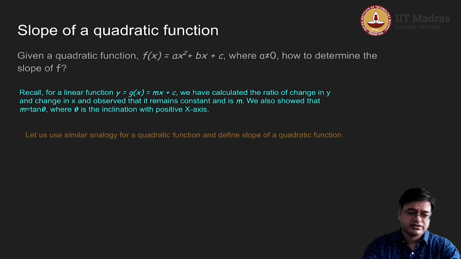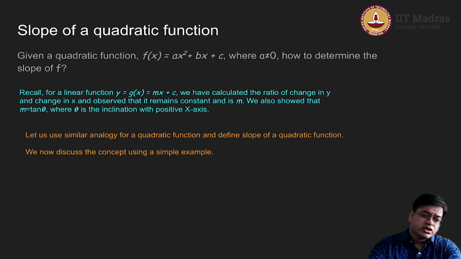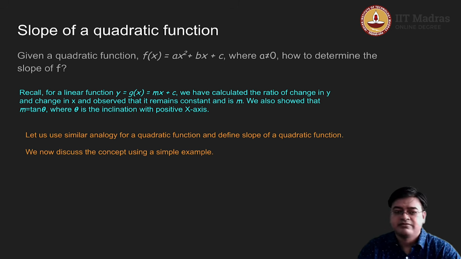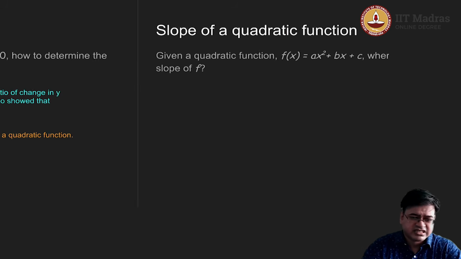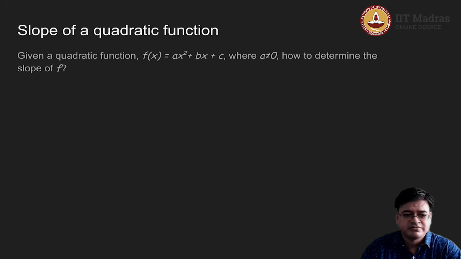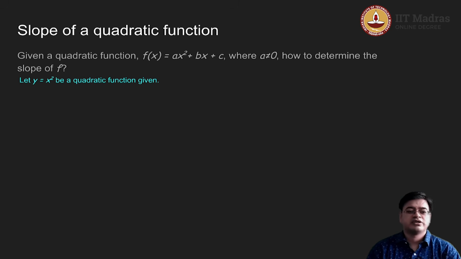Let us go ahead. We will use a similar analogy for a quadratic function and define the slope of a quadratic function. First, let us take one example to discuss this concept of slope. Let us take our standard prototype example. We are trying to answer this question: y is equal to x square.